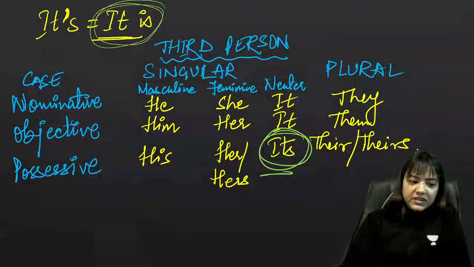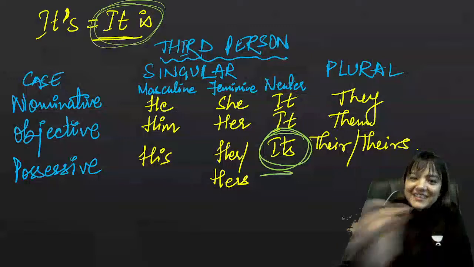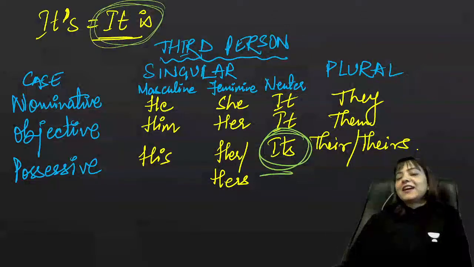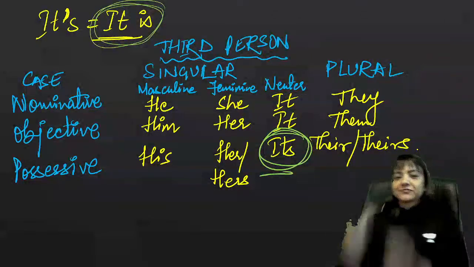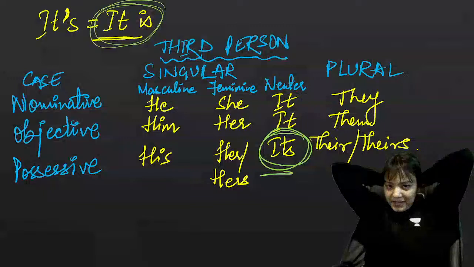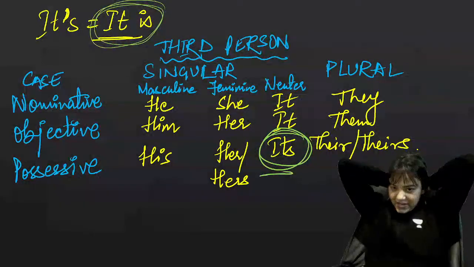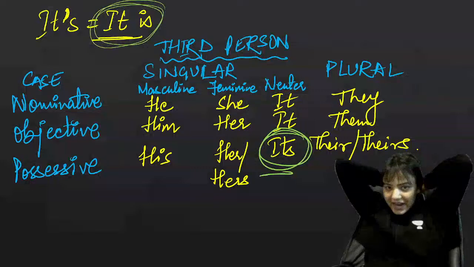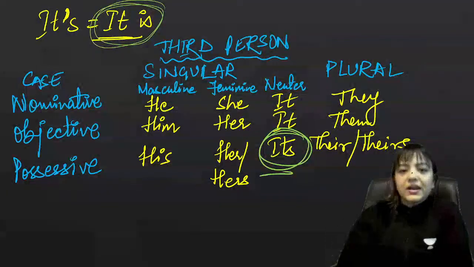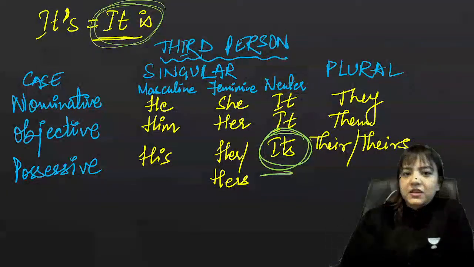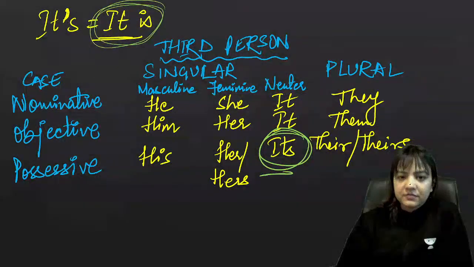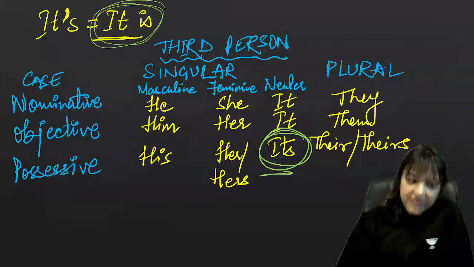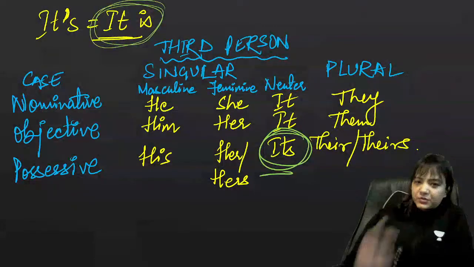It's a natural gift. Again, you're using it is. Afreen, again, you're using it is. You have to show the possession of an animal or a non-living thing here. Like the cat bit its own tail, or the car is parked in its place, or the bird lays eggs in its nest. The dog hurt its paw. Yes, absolutely.